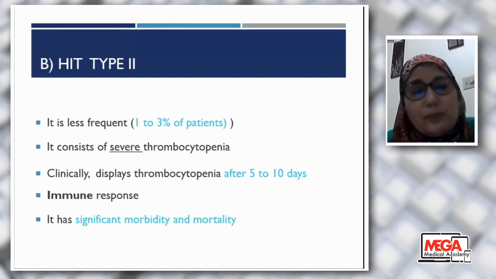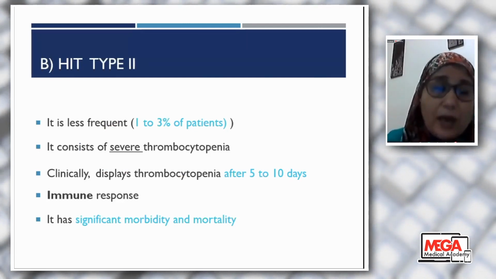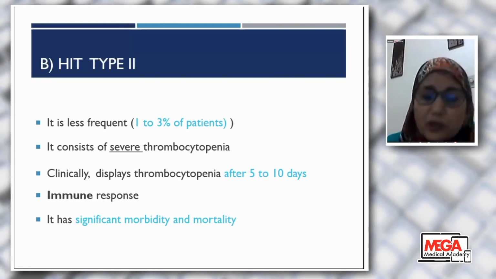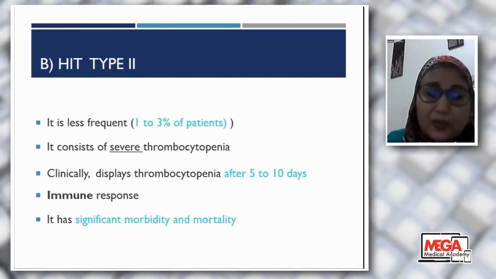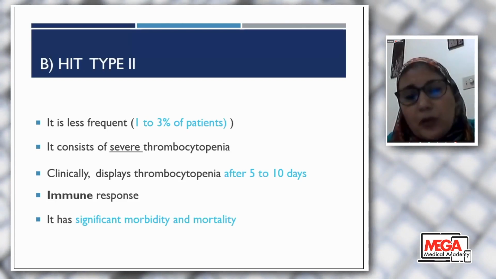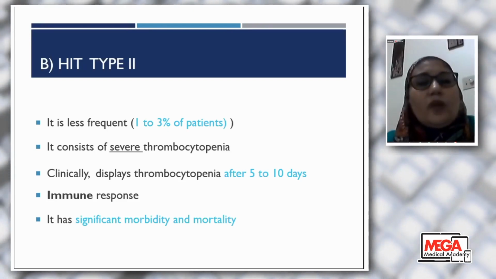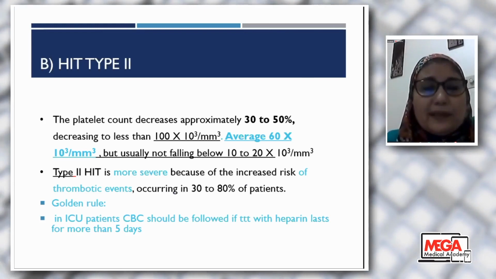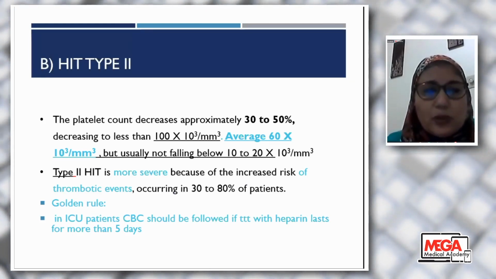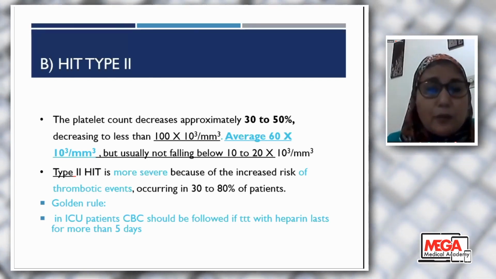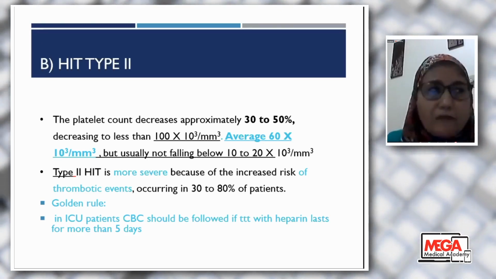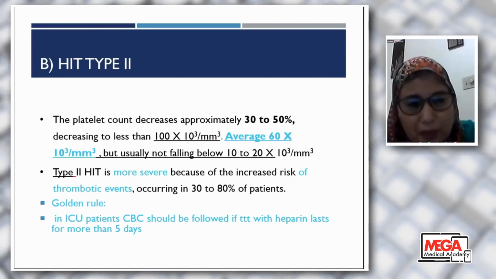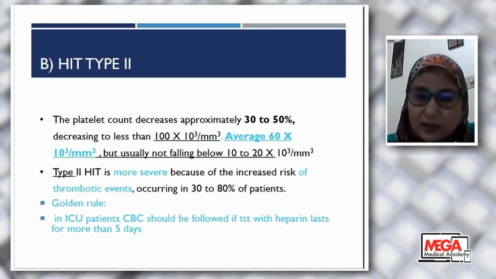Thanks to God again, HIT type 2 is a severe form because it's autoimmune mediated. It develops after 5 to 10 days, and the patient here shows severe thrombocytopenia. It occurs, thanks to God, in 1 to 3% of the patients. So, in HIT, what might the platelet count be? The platelet count might decrease up to 30 to 50% reduction in the number of the platelets. The average will be around 60,000. It will never go down below 20,000. These are classic features of HIT.